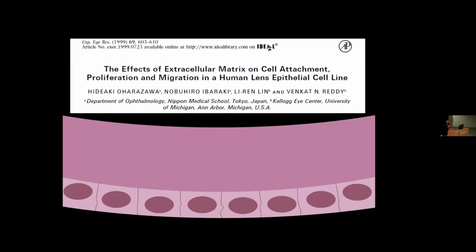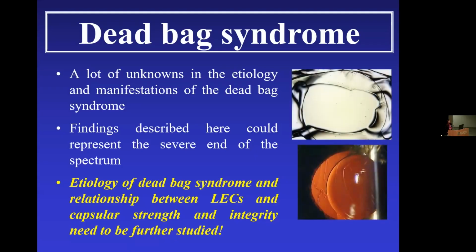Another possibility is that the problem starts in the capsule and then causes damage to the lens epithelial cells, with loss of cells and further damage to the capsule, because the capsule is also very important for the cells, as an anchoring point. So there is still a lot unknown in the etiology and manifestations of dead bag syndrome. We do believe there is a spectrum, and what we described so far is the far end of the spectrum. We still have to better understand the relationship between lens epithelial cells and capsular bag strength and integrity.